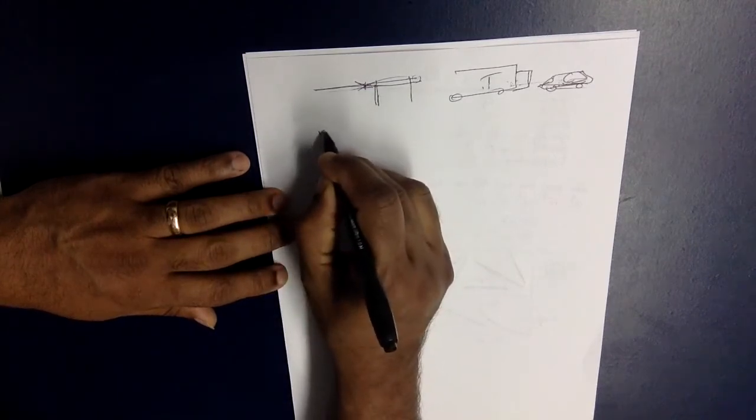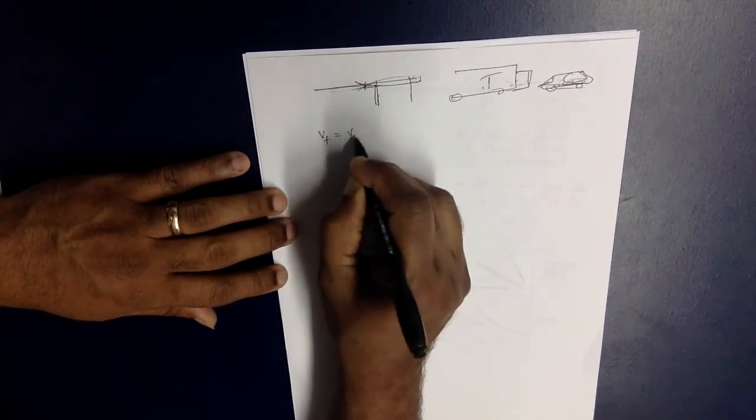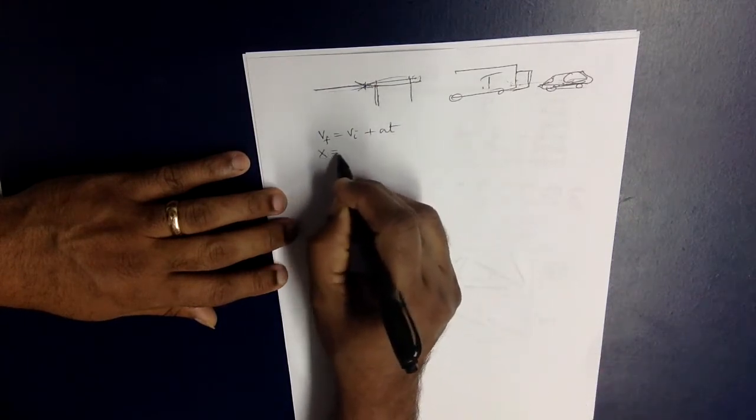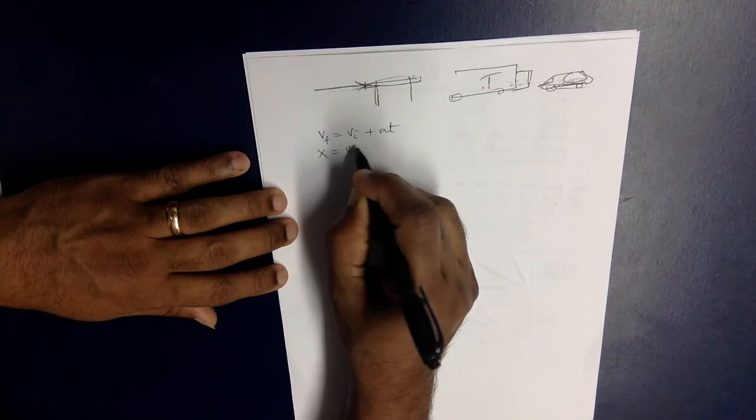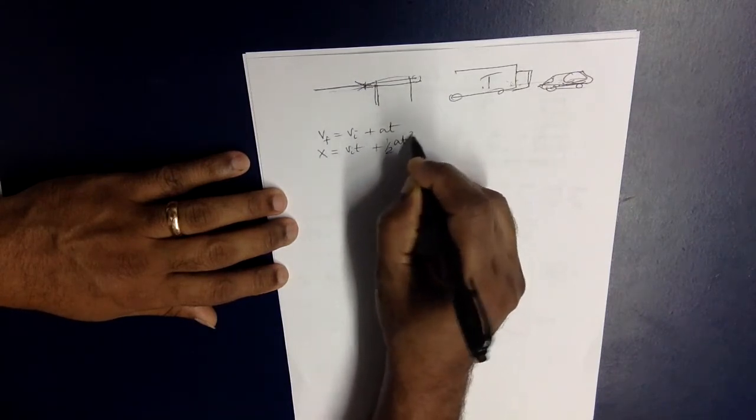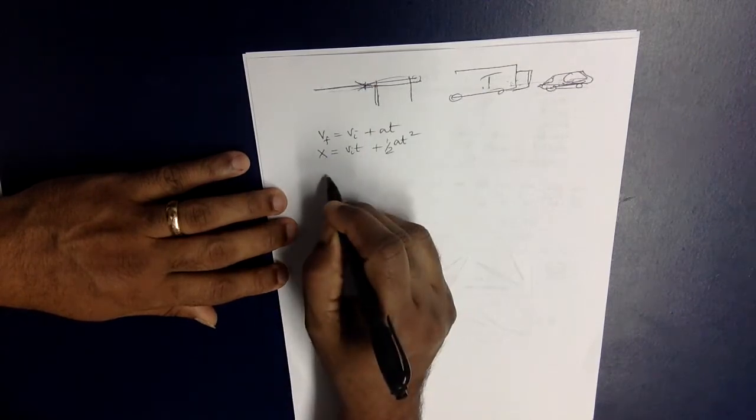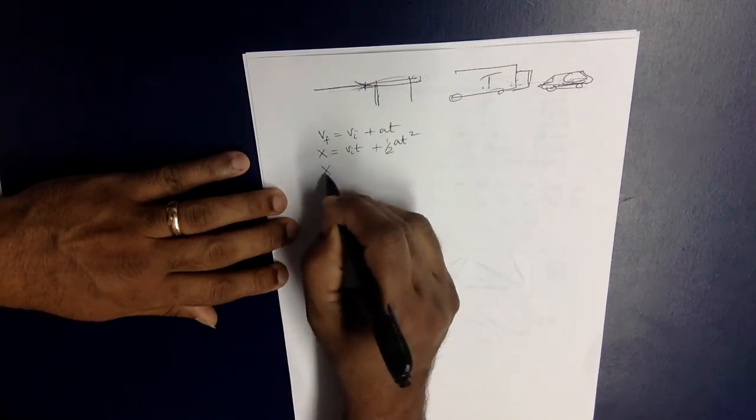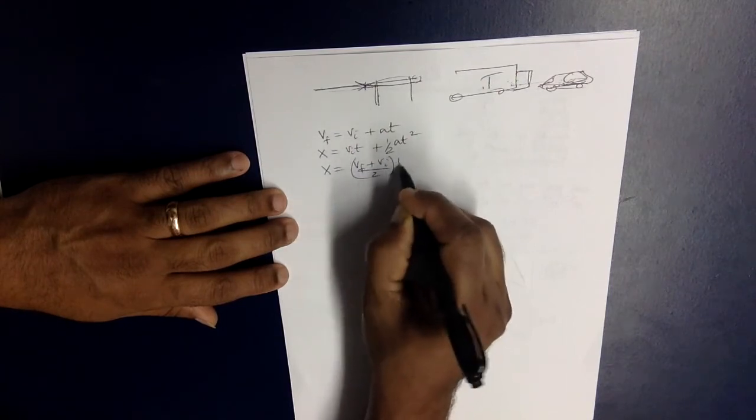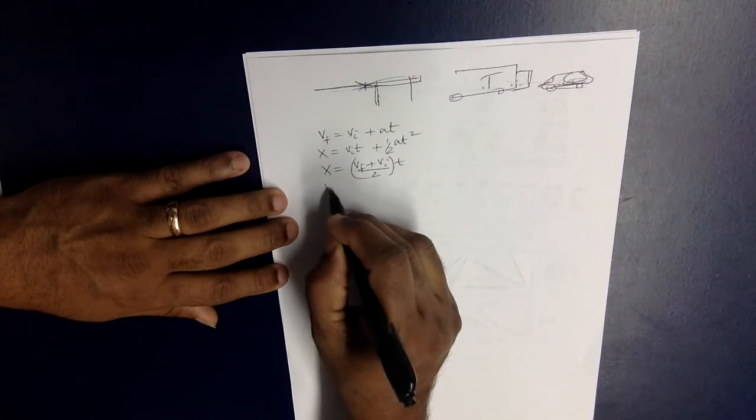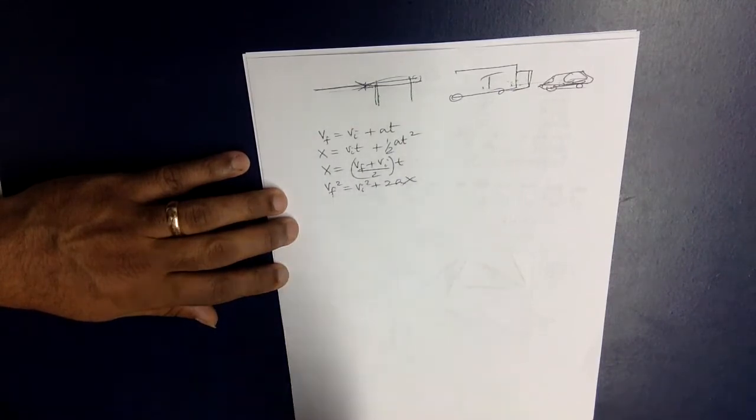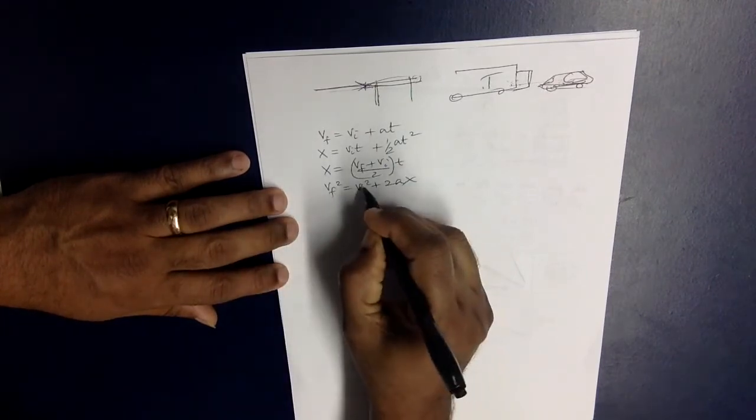So the equations of motion are these: velocity final is velocity initial plus acceleration times time. Displacement is equal to initial velocity times time plus half times a t squared, and displacement also is (Vf plus Vi) over 2 times time. So you may need all these equations, and then we have Vf squared is equal to Vi squared plus 2ax. So you can write these equations down.